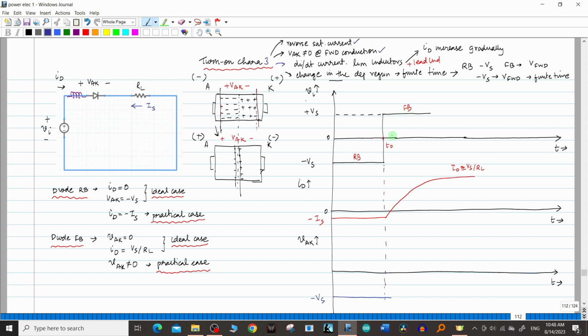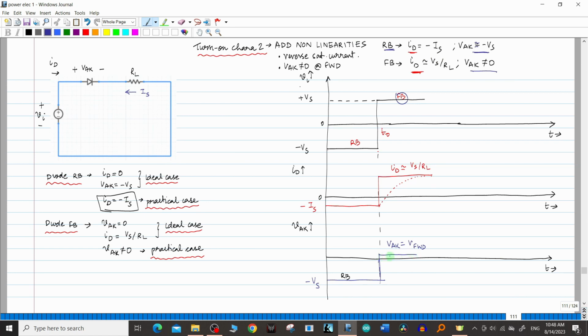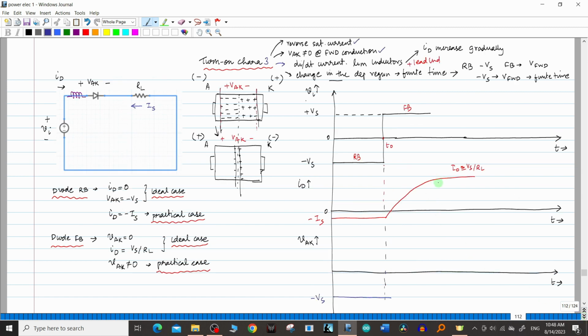Now in the forward bias condition, let us check the previous graph. What was the value? It was VAK equal to V forward, but this switching was instantaneous. Here again, because the diode current has gradually risen, and for the diode to actually turn on it is going to take some time, right? The change in the depletion region to go from the reverse bias condition to the forward bias condition will also take some time. So the voltage will gradually reduce.